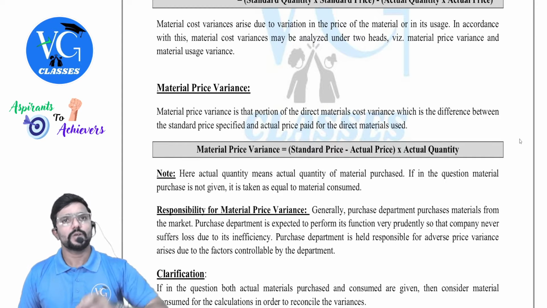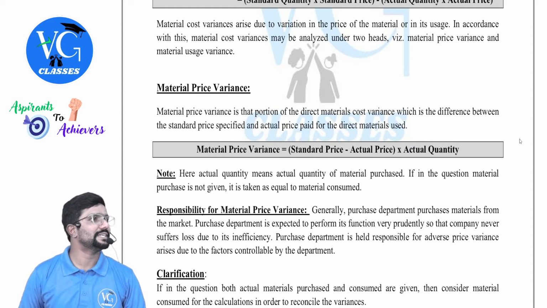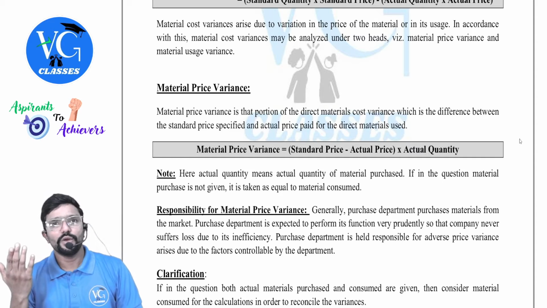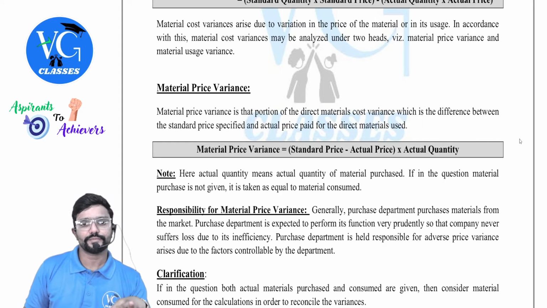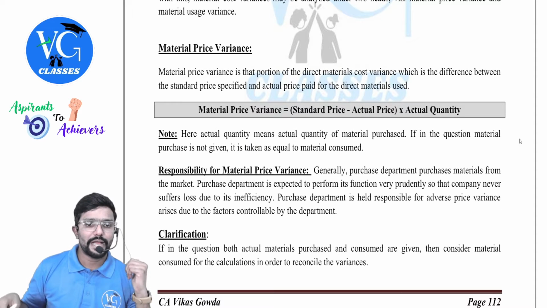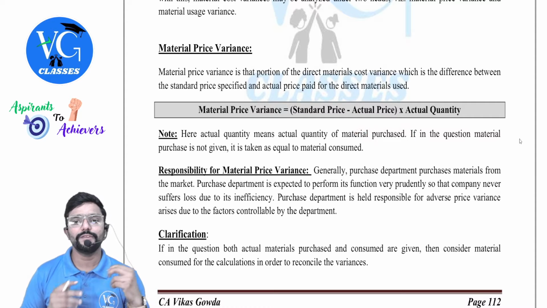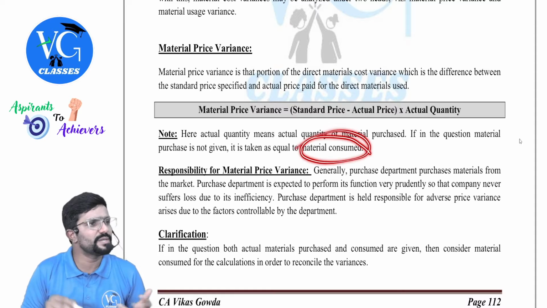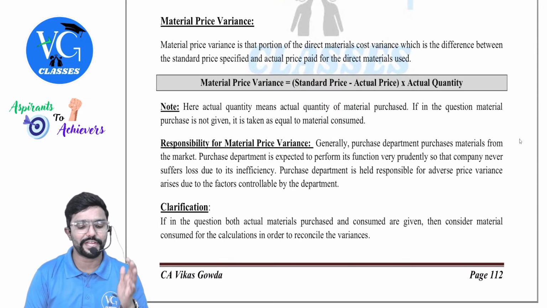Actually, conceptually, logically, you have to use raw material purchased. Actual quantity purchased. But from an academic point of view, you have to use consumed. Why, I will tell you. I have given a note for it. Here, actual quantity means what? Actual quantity purchased. If in the question material purchase is not given, then assume that whatever is consumed is equal to purchase. Okay, sir. But one clarification.